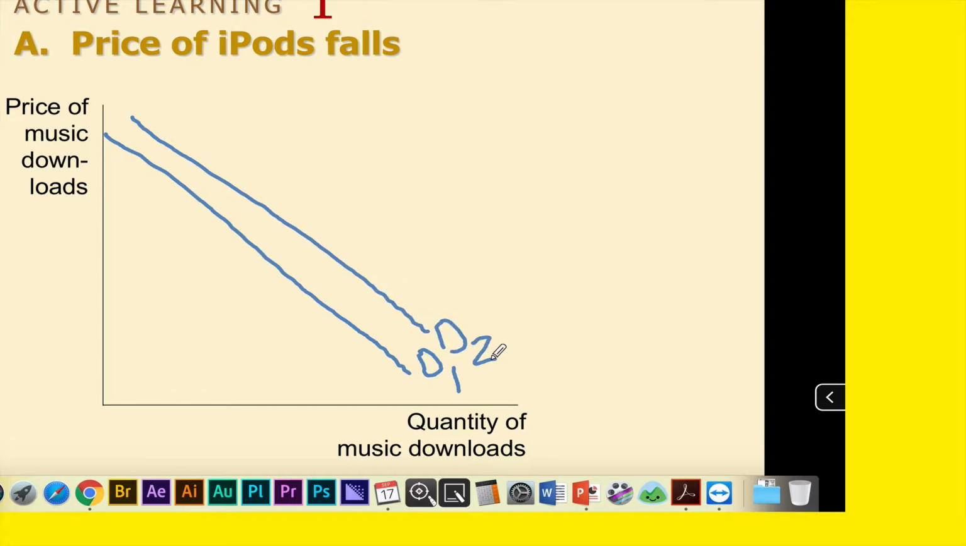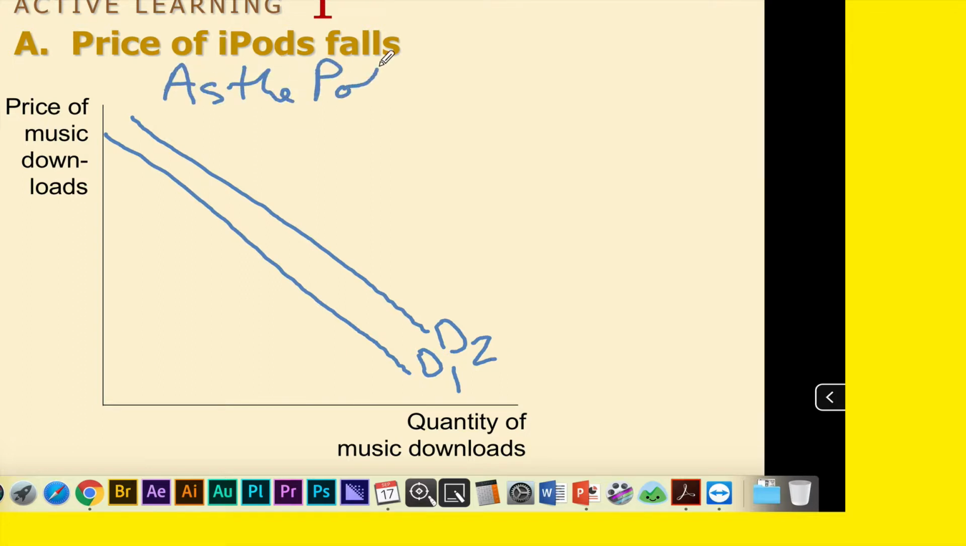So as the price of iPods falls, the music downloads goes up. Or music increases. Okay, as the price of iPods falls, the music downloads increases. What about music downloads increases? The quantity demanded. Quantity demanded? She drew a whole new demand curve. Your graph is correct. So, the formula.